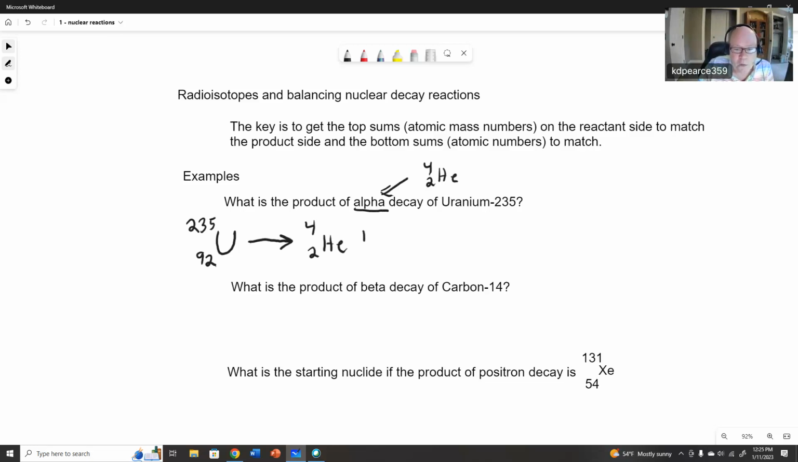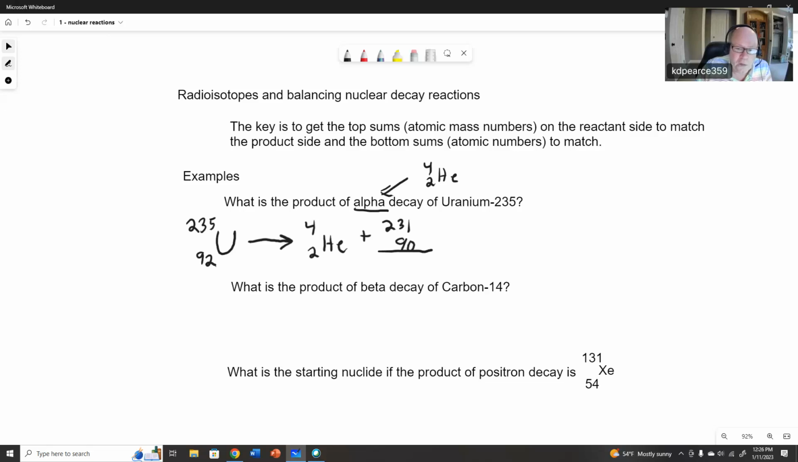Now we want to know the product, which means it's something over here. Well, we see that we have 235 on the left-hand side and we have 4 plus something on the right-hand side. Well, what is that something? It's got to add up with 4 to make 235, and that would be 231 for the top. And then we look at the bottom and we say, we have 2 on the right and 92 on the left, so what plus 2 is going to give me 92? And we say, well, that's 90.